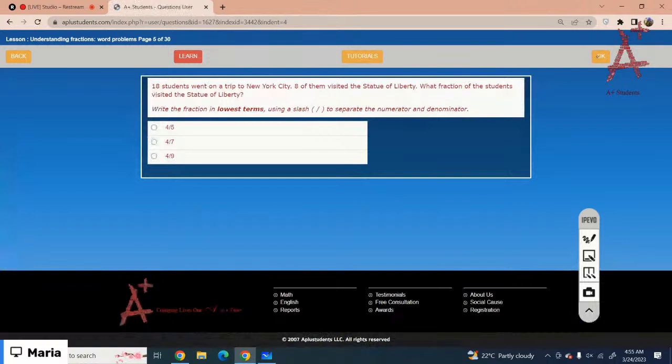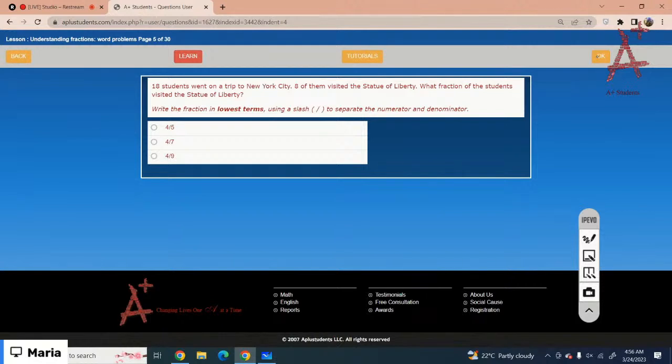Okay, the next one is 18 students went on a trip to New York. 8 of them visited the Statue of Liberty. What fraction of the students visited the Statue of Liberty? So the total students are 18. 8 out of 18 visited the Statue of Liberty. So it would be 8 over 18.